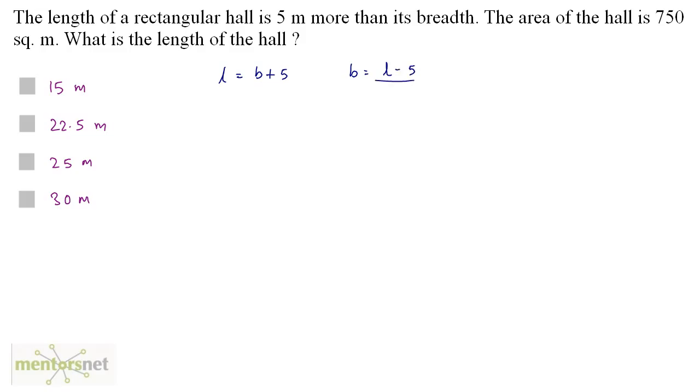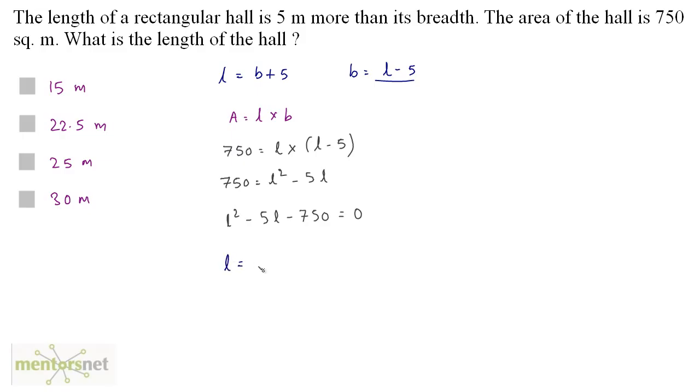Okay. Now we know the formula for area. Area is equal to length into breadth. And we have been given the area, and that's 750. So 750 is equal to length into breadth, which is length minus 5. So 750 is equal to L square minus 5L, and therefore L square minus 5L minus 750 is equal to 0. Now this is a quadratic equation.